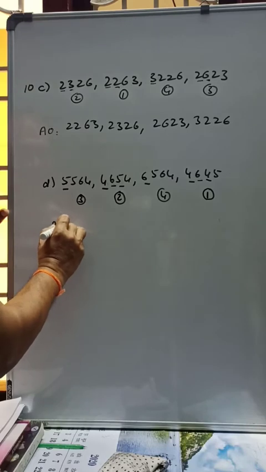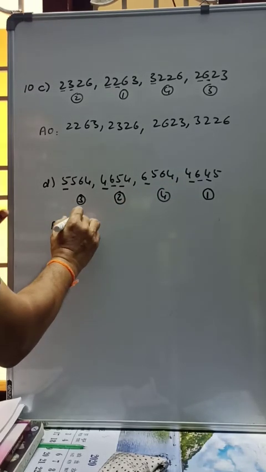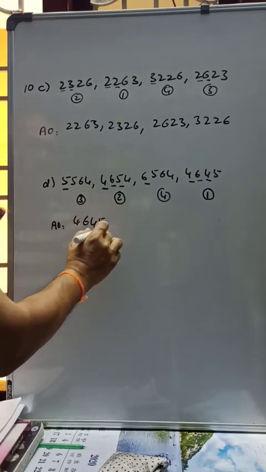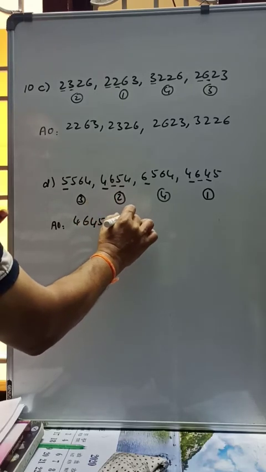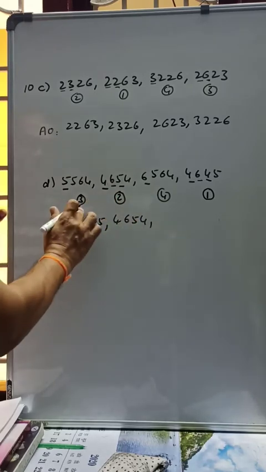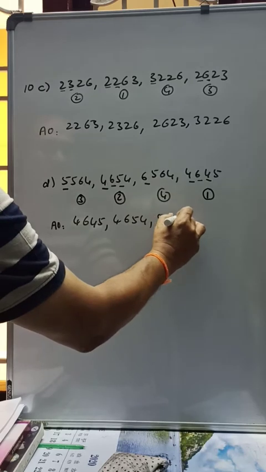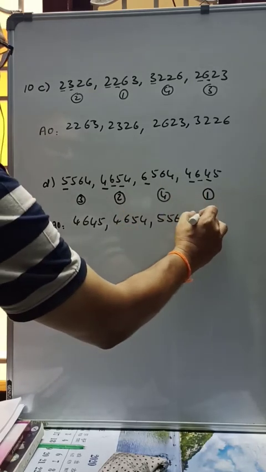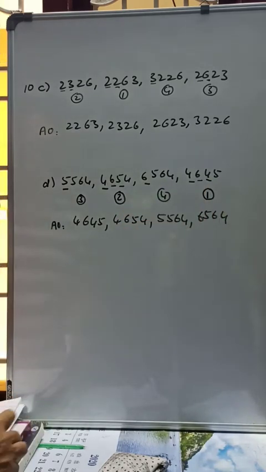So ascending order is first number 4645, second number 4654, third number 5564, last 6564. With that second 10th sum is completed.